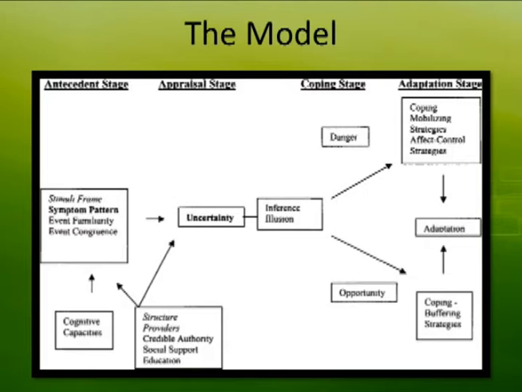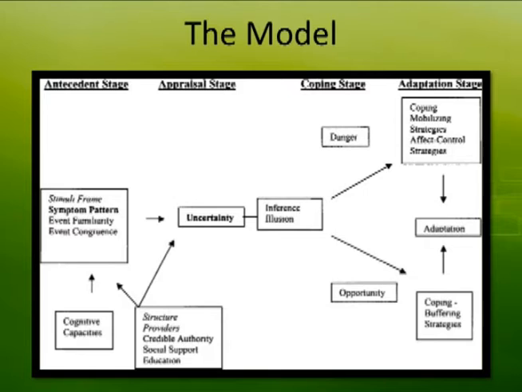1 is ambiguity related to the state of the illness. 2 is complexity of the treatment plan. 3 is lack of information about the diagnosis and seriousness of the illness. And 4, unpredictability of the course and prognosis of the disease.